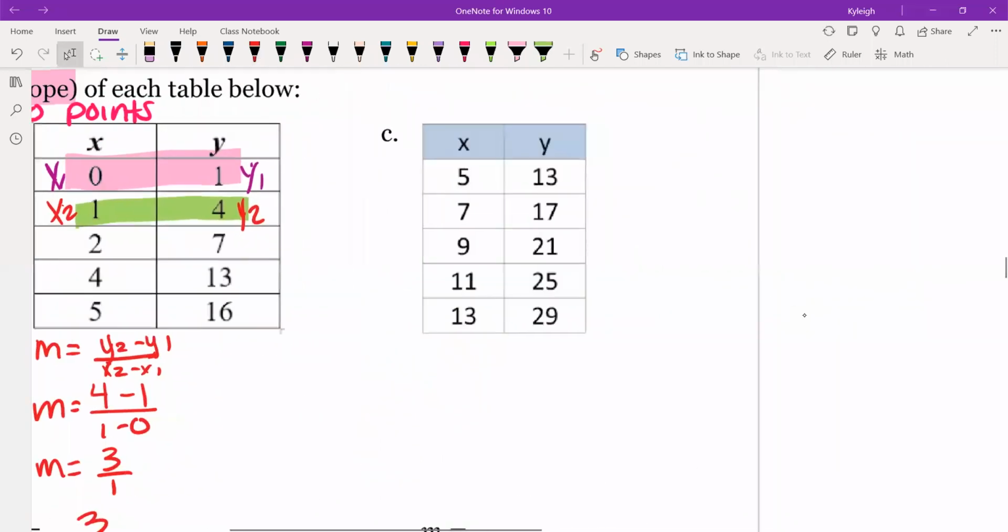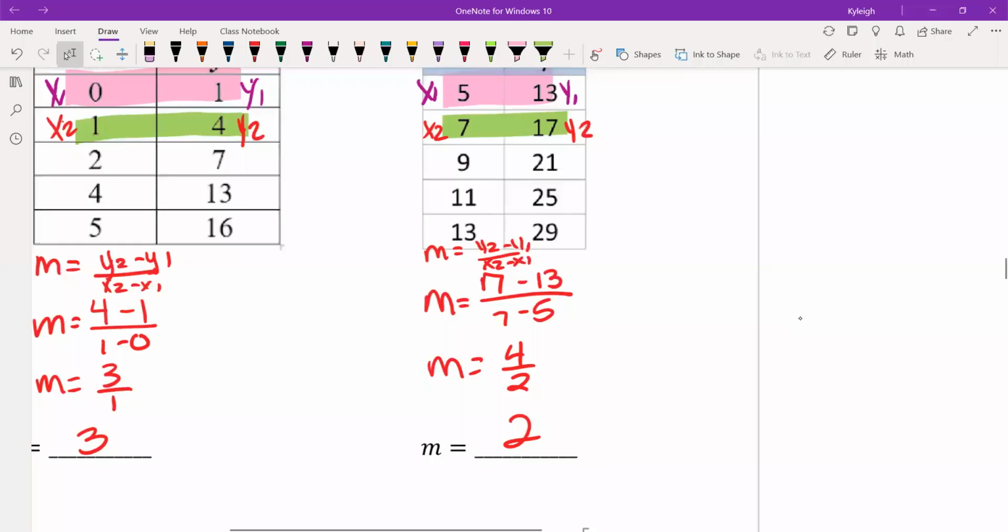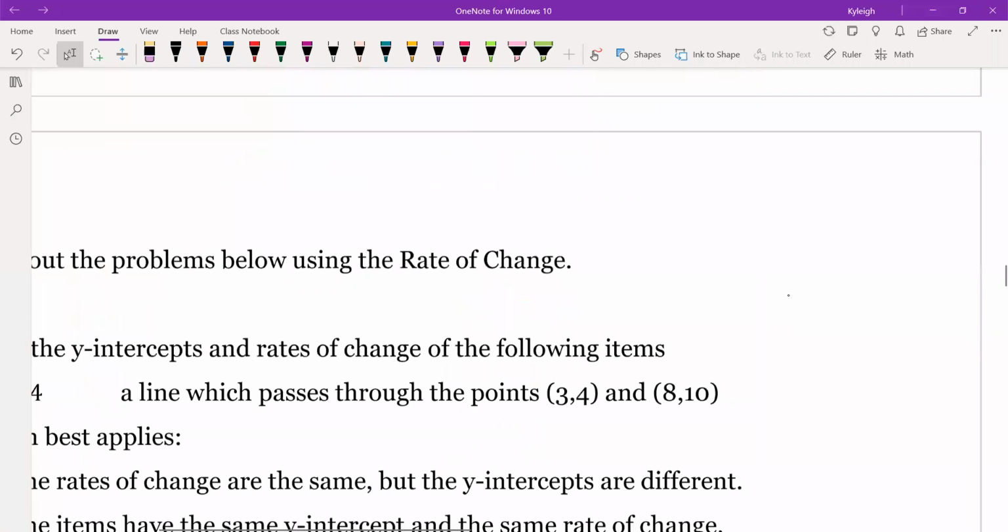Okay, so last one, try C on your own. I'm going to let you choose any 2 points. Whatever 2 points you choose, you should still get the same answer. So choose any ones you want. No matter what 2 ordered pairs you chose, I just chose the first 2. When you plug it in, you should get 2. All right, let's go to the next page.